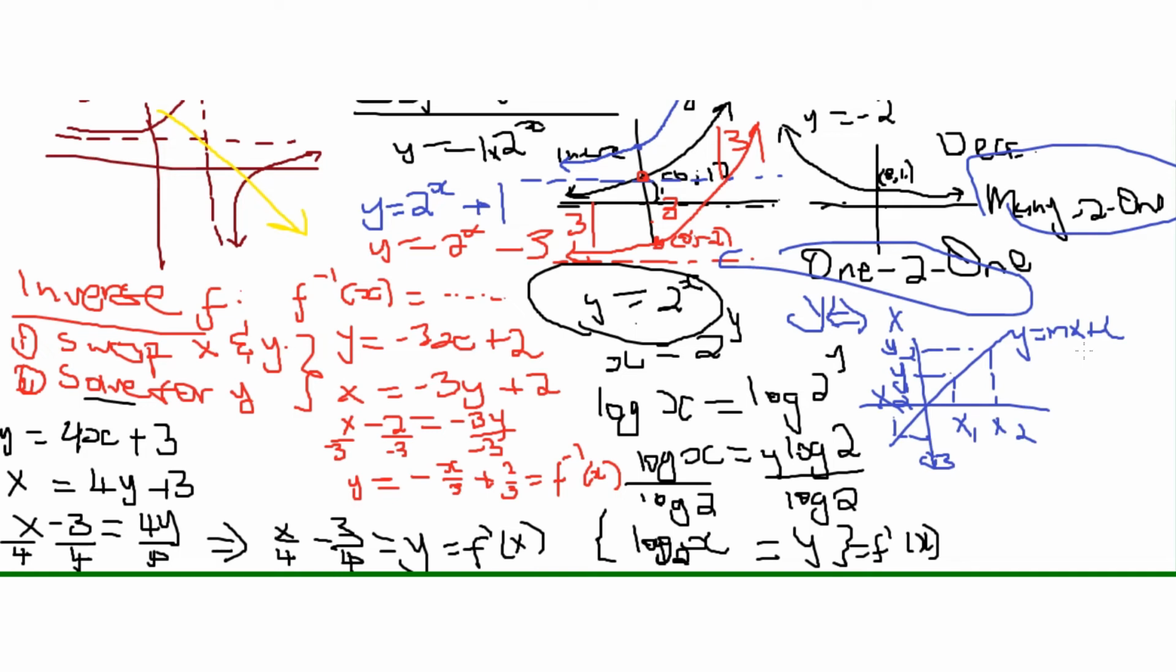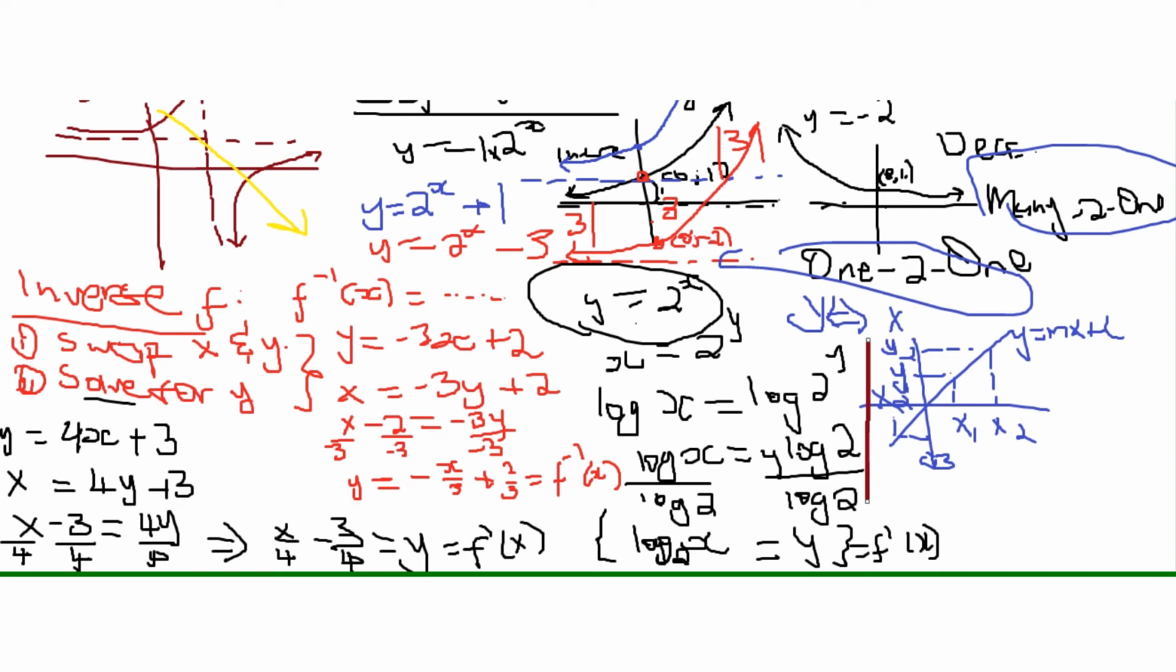You can check it using the vertical line test, whereby you see for each and every y you get, it only touches once. You see, as you go, it only touches once. This is the vertical, it only touches once. Then it's a one-to-one function.